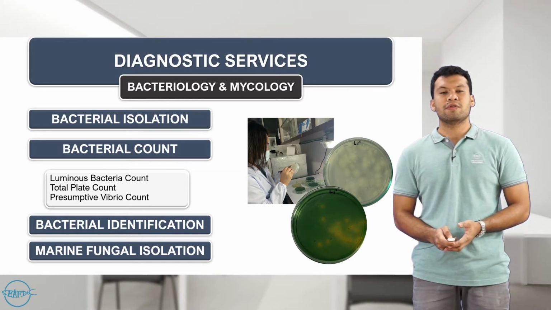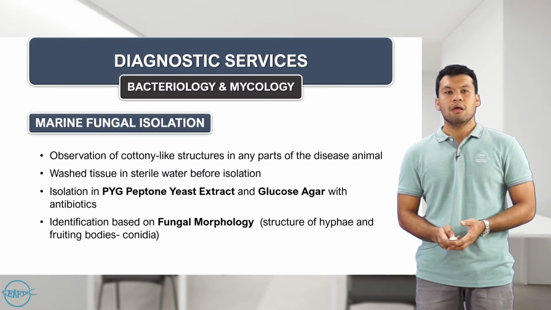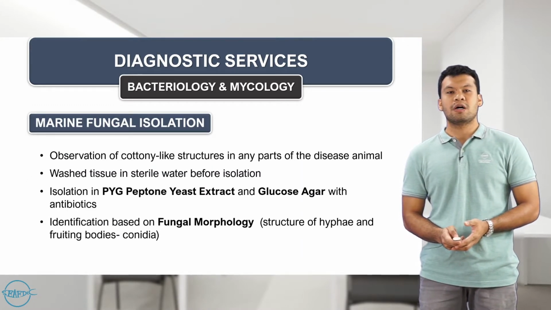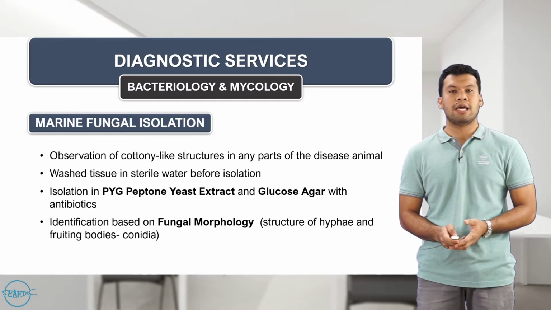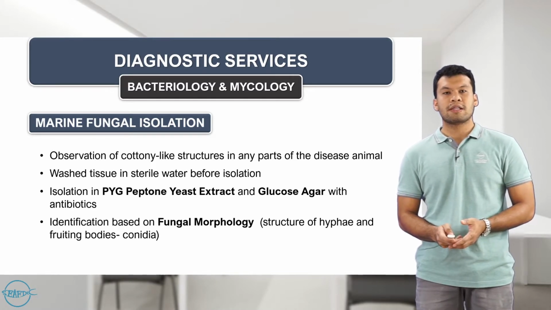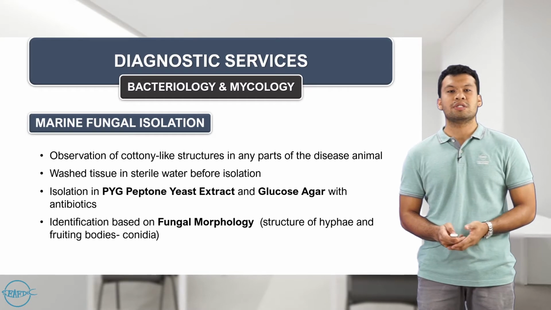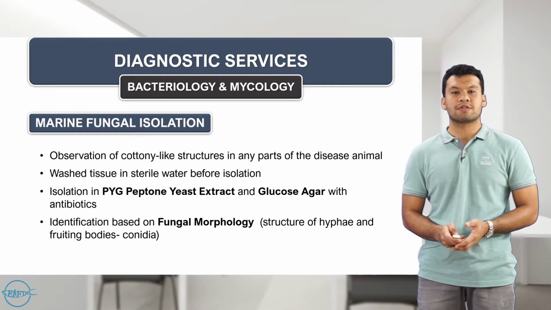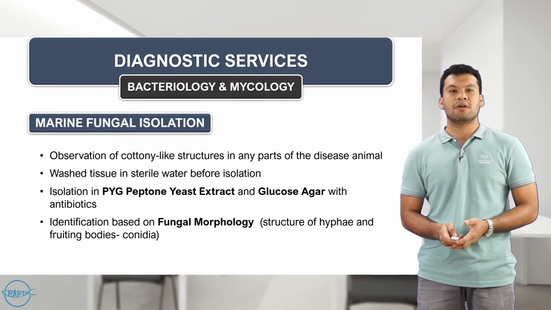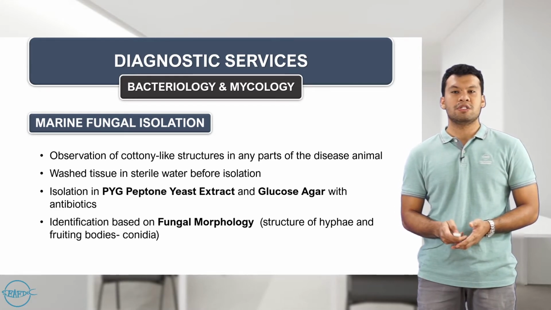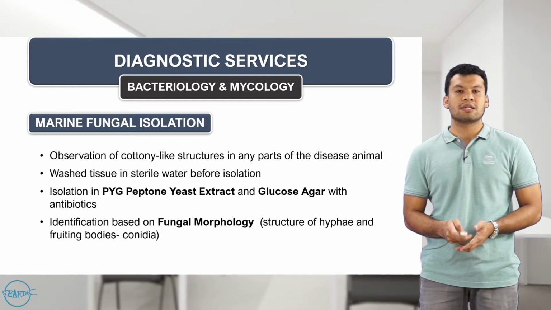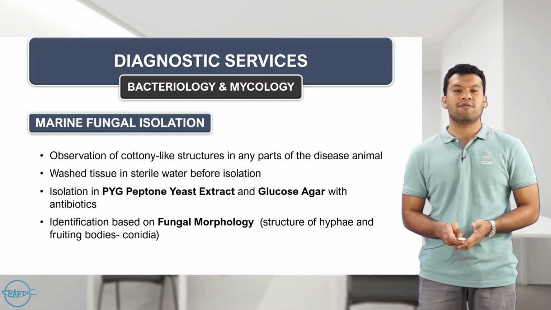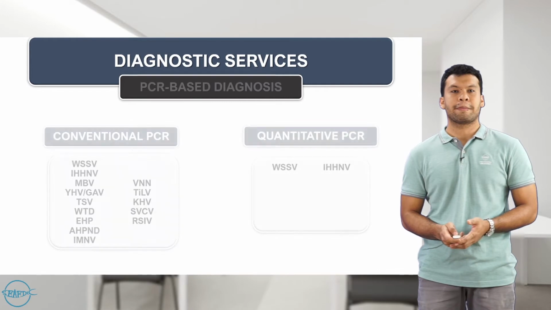And then for the marine fungal isolation, we first observe some cottony-like structures in any parts of the diseased animal, and then we wash the tissue in sterile water. During the isolation part, we isolate that using PYG, or peptone yeast extract and glucose agar with antibiotics, and then we do the identification based on the fungal morphology. That is, we check the structures of your hyphae and some fruiting bodies like your conidia.